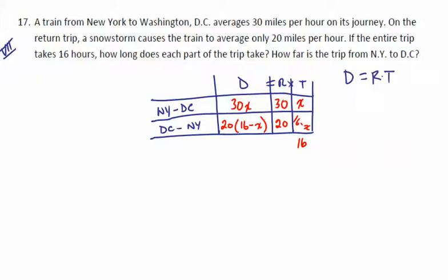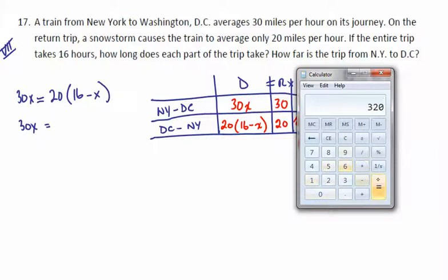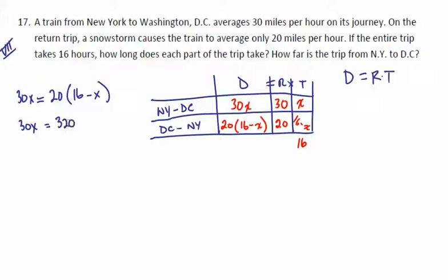Now the one thing we know about the distances is that they are the same for both legs of this trip. So our equation is simply going to set those two distances equal to each other. We're not always going to do that, but when we know that the distances are the same, we certainly can. So we have 30x equals 20 times 16 minus x. Then we distribute on the right side: 30x is equal to 20 times 16, which is 320, and minus 20x when we distribute. Don't forget that you have to distribute the 20 to both terms, watching out for your signs there.